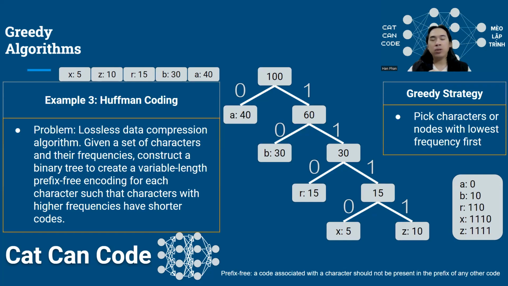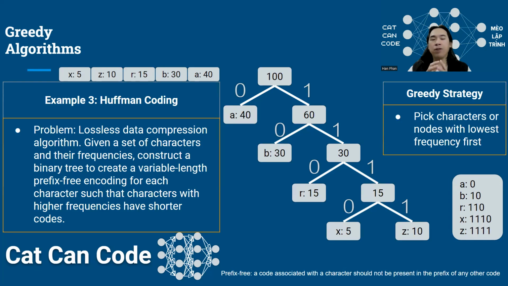In this example, I'm going to show you the Huffman coding algorithm. This is a data compression algorithm, and it is lossless, so there's no data loss, and it's still being used in some compression software nowadays. So the problem here is that given a set of characters and their frequencies, construct a binary tree to create a variable-length prefix-free encoding for each character such that characters with higher frequency have shorter codes.